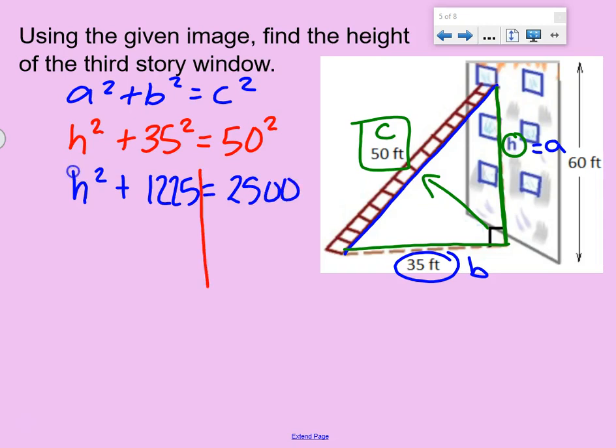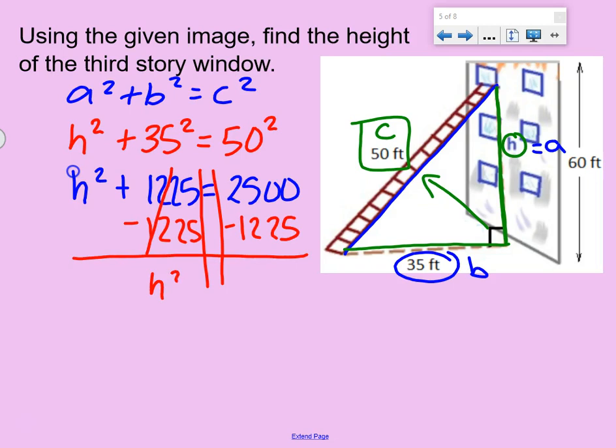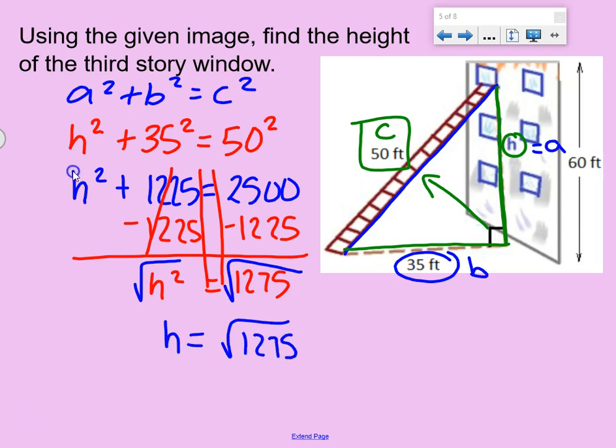Get h squared all by itself, so undo plus 1225 with minus 1225. We get h squared equals 1275. Undo the square with a square root on both sides, so we have h equals the square root of 1275. Now, if we're thinking about this, that does not help me understand what the height of the building is. That 3rd story window, I don't know what the square root of 1275 is. I don't know what that is. That value means nothing to me.